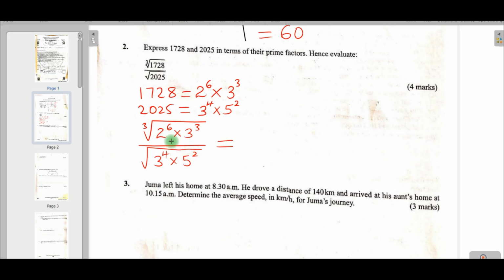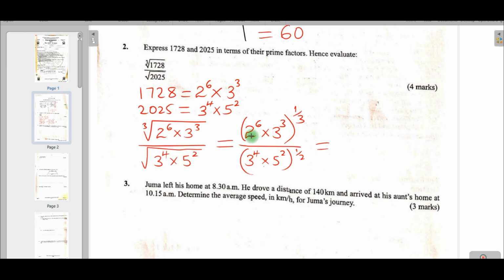So this can also be written as 2 raised to power 6 times 3 raised to power 3, everything raised to a third, all over the square root of 3 power 4 times 5 power 2, raised to a half. That's how it can be written.